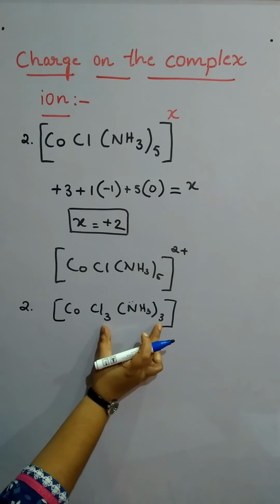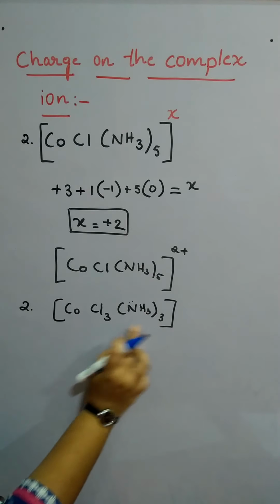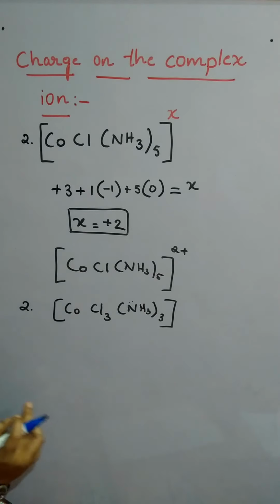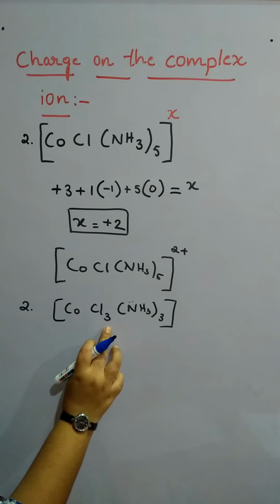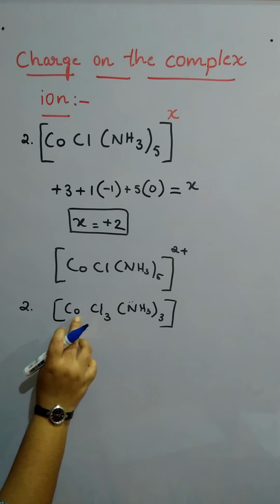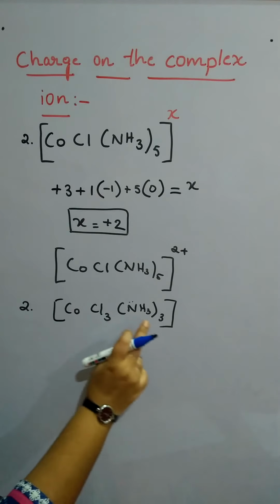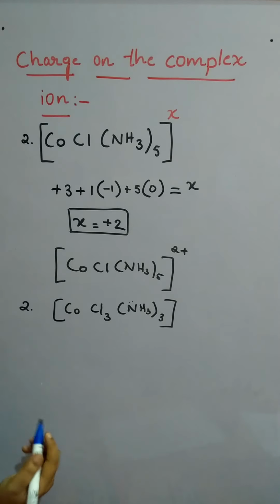That is nothing but 6 bonds have been formed with the cobalt. 6 coordinate bonds are going to form with the cobalt. So the coordination number is nothing but the number of coordinate bonds formed by the central metal atom with the ligands. With monodentate ligands, we can count the number of ligands itself.